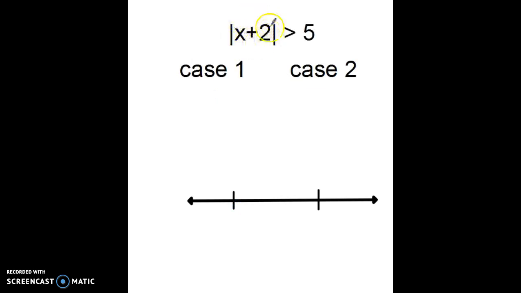Again, what's on the inside could be positive. So we're just going to write it as we see it. And now when we subtract 2, we're going to get a 3. Great. Case number 2.